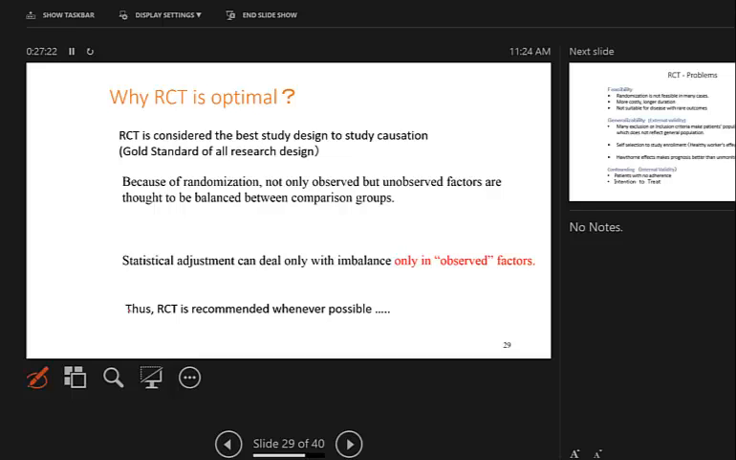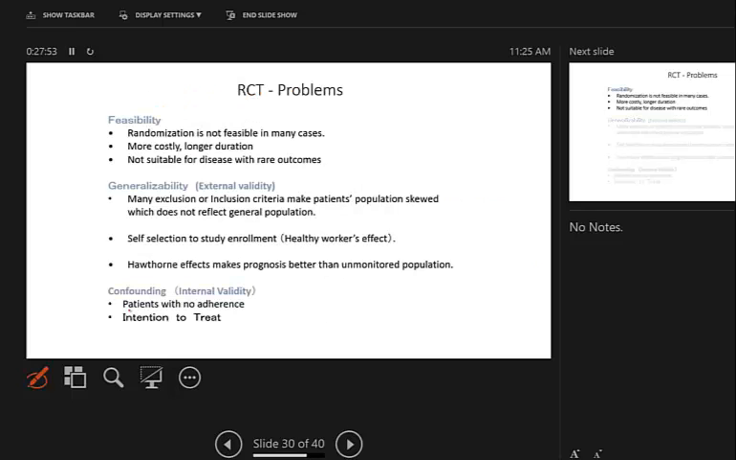Okay, so by that, people tend to believe the randomized clinical trial is the gold standard among many study designs. And the guideline committee assigns a higher evidence level to RCT compared to observational research. But there is a problem with RCT. RCT is not always providing the correct information because of this.